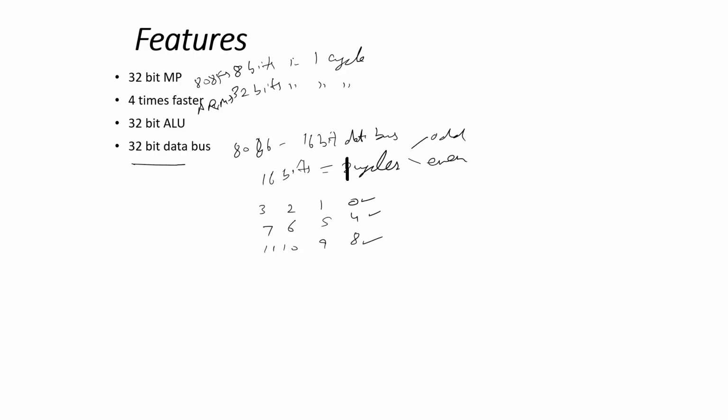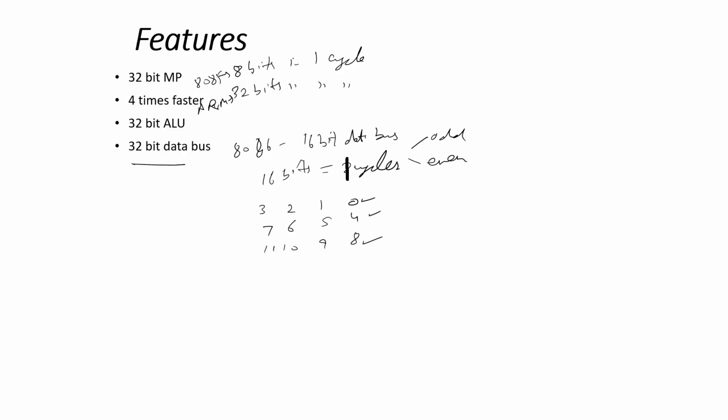Now, a normal processor like 8086 allows both aligned as well as misaligned data. Aligned data will require one cycle, whereas misaligned data will require two cycles. But ARM does not allow misaligned data. Why? Because it is a performance-based processor. So it should start from 0, 4 or 8 or C, that is, it should be a multiple of 4.